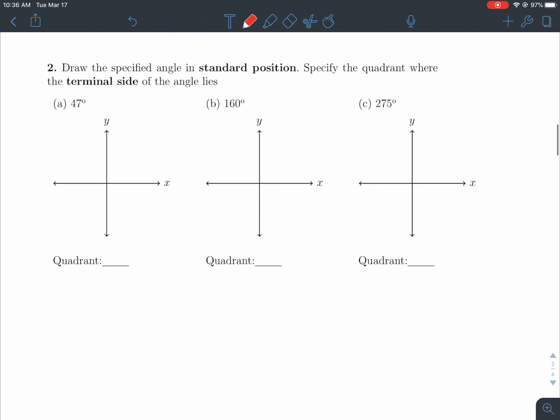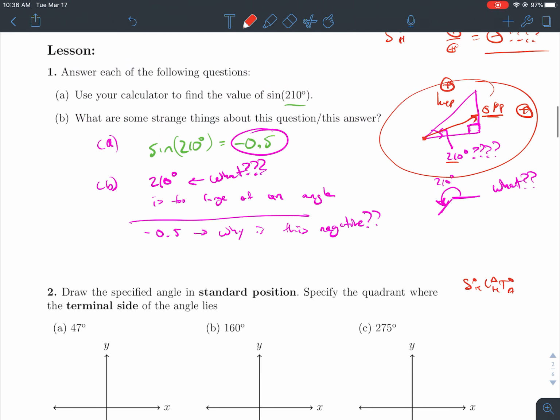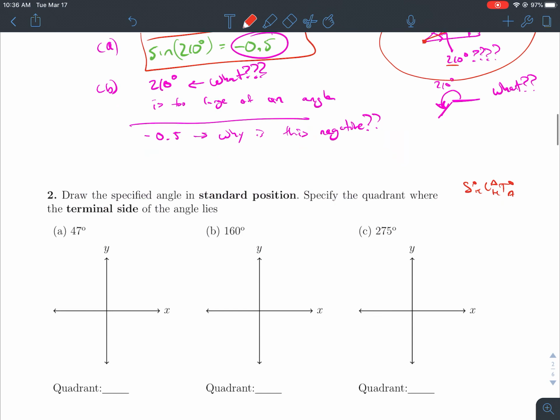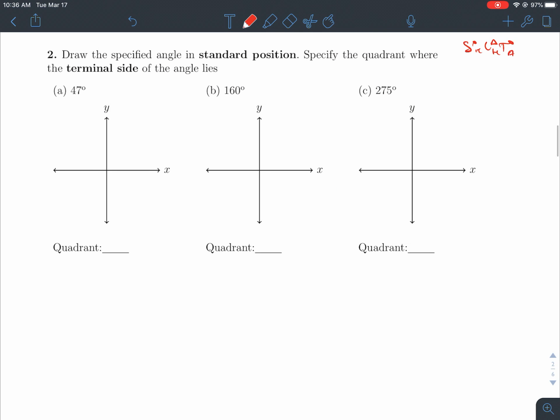We're going to start off by graphing a couple of angles in the coordinate plane. Then we're going to see how these ideas connect to our ideas with SOHCAHTOA and allow us to redefine sine, cosine, and tangent in a really useful way, so that we understand exactly why this is true. In fact, we'll be able to do that without the calculator by the end of this unit. So here we go. Draw the specified angle in standard position. Specify the quadrant where the terminal side of the angle lies.